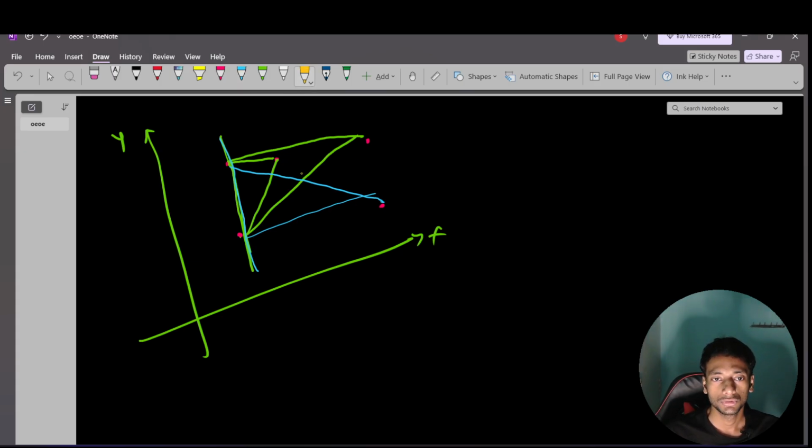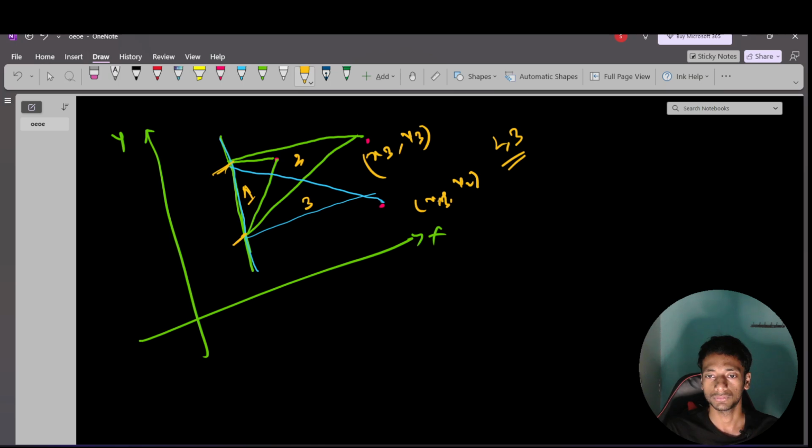Now, do I need to calculate all of them? Suppose I give the order 1, 2, 3. Do I need to calculate 2 and 3 both? No. Why? Because I fix the base. This will be our base. The height will be the same because here, suppose the point is x3 comma y3, and this is x3 comma y2. So what will be the height for this triangle 2? That will be y3 minus, suppose this is y1.